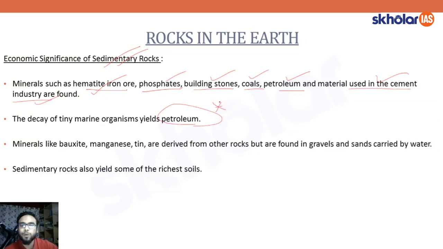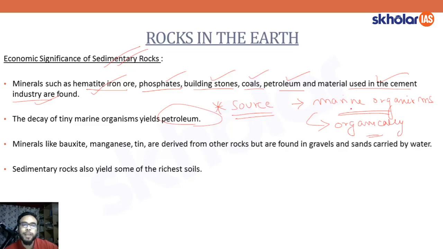So what is the source of petroleum? The source of petroleum is marine organisms. So what is happening to these marine organisms? These will be what type of sedimentary rock? These will be organically formed sedimentary rocks or not? Because these marine organisms come under extreme temperature and pressure, resulting in changes in their chemical and physical composition, right? Resulting in the formation of organically formed sedimentary rocks. And these sedimentary rocks are sources of oil and petroleum.